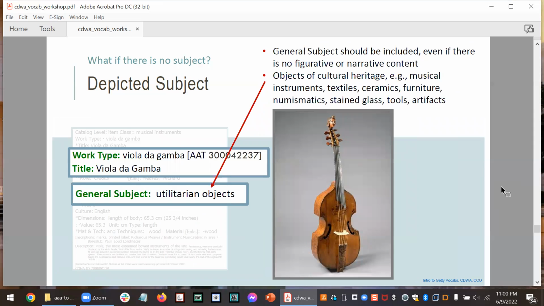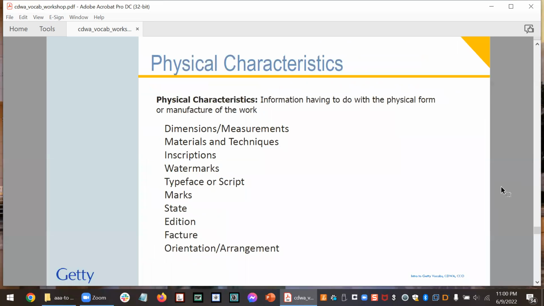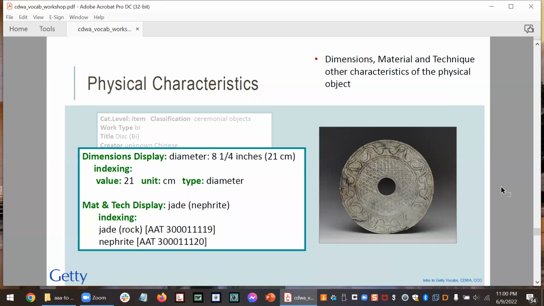In some cases, just the one general subject is all you need and all that is important. Utilitarian objects are an example, and it's already indexed as a work type viola da gamba, so you need not repeat that here. For physical characteristics, there's a list of them here: dimensions and materials, inscriptions, watermarks, typeface, marks, state, edition, facture, orientation. I'm just going to talk about a couple of them here. So we have a display for the dimensions for the end user to read, and then indexed by the value and the unit and the type. This is typical for cataloging systems, so probably you're already doing that.